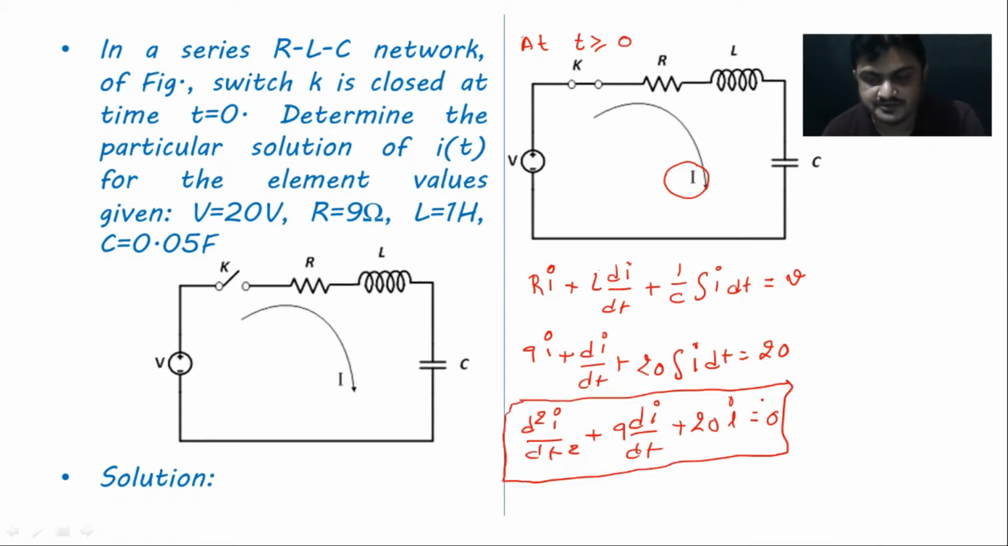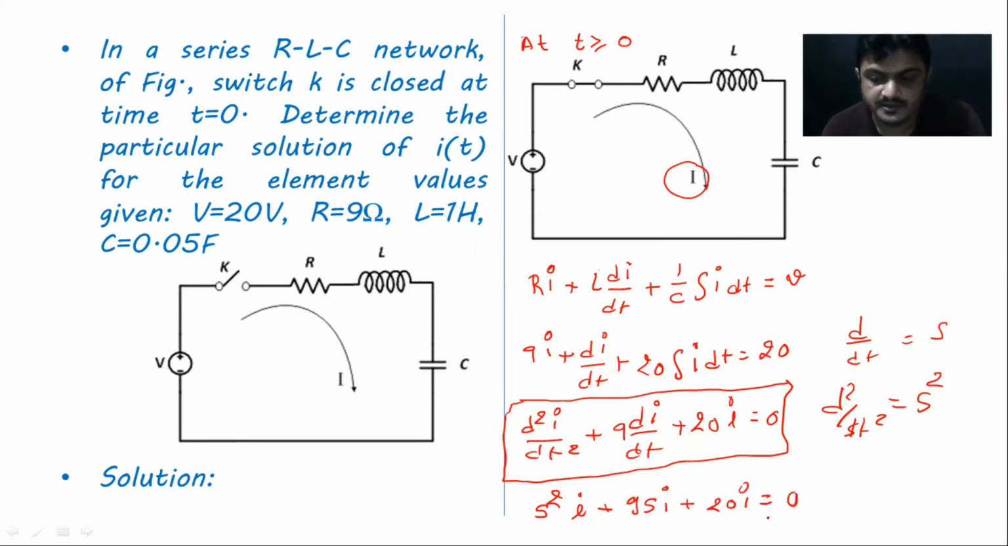Let me convert it to our standard form. Instead of d square by dt square, you can write directly s square, and instead of d by dt, you can write s. So I will get my final expression: s square into I plus 9 into s into I plus 20 into I is equal to 0. I could not be equal to 0, so it means that my solution should be s square plus 9s plus 20 equal to 0.